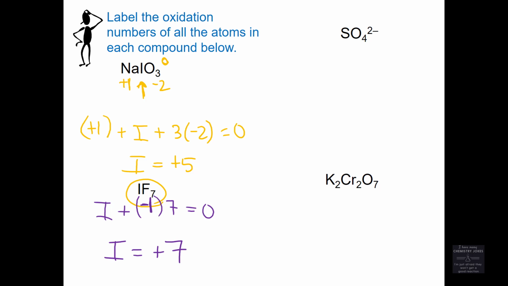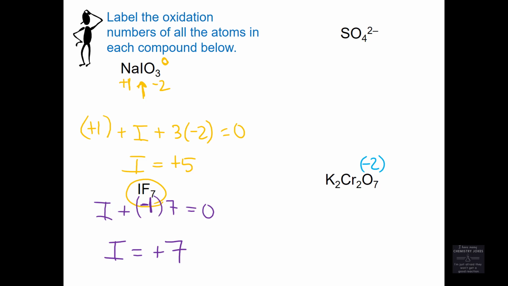Iodine can change oxidation states depending on who it's connected to. And when it's IF7, it's a +7. Let's do one more. We'll do this bottom corner. The top one I kind of think is in your chem activity, but I can't remember exactly.